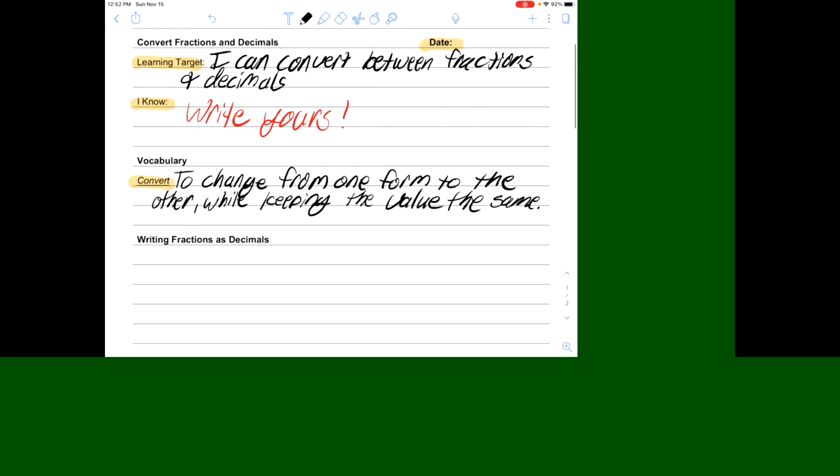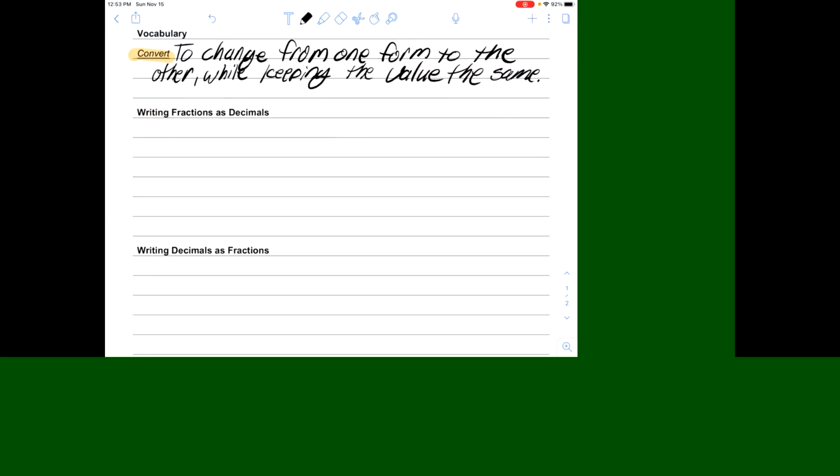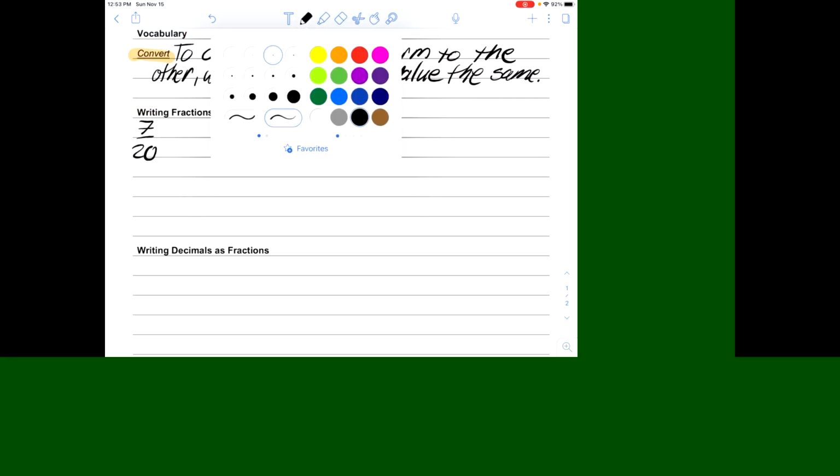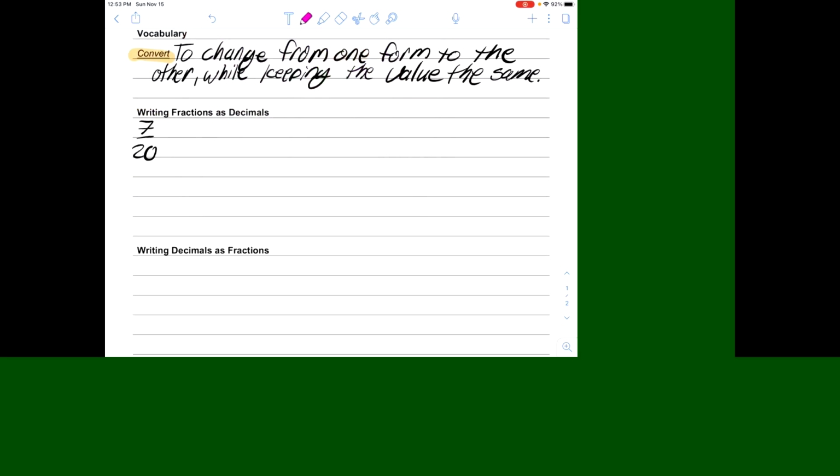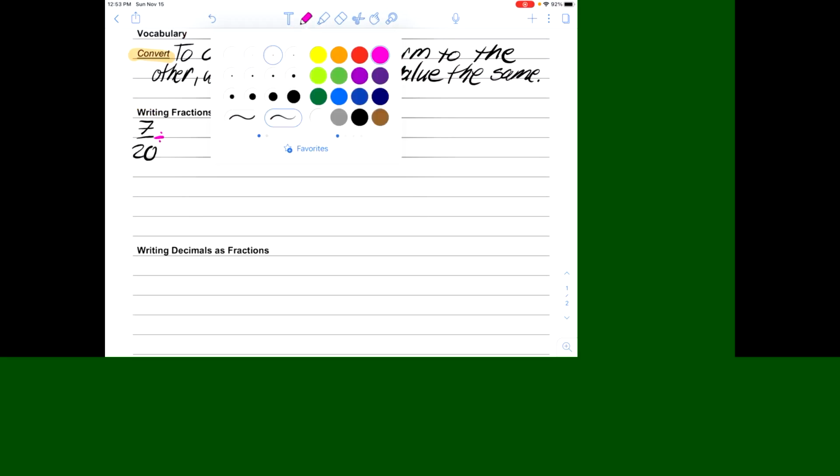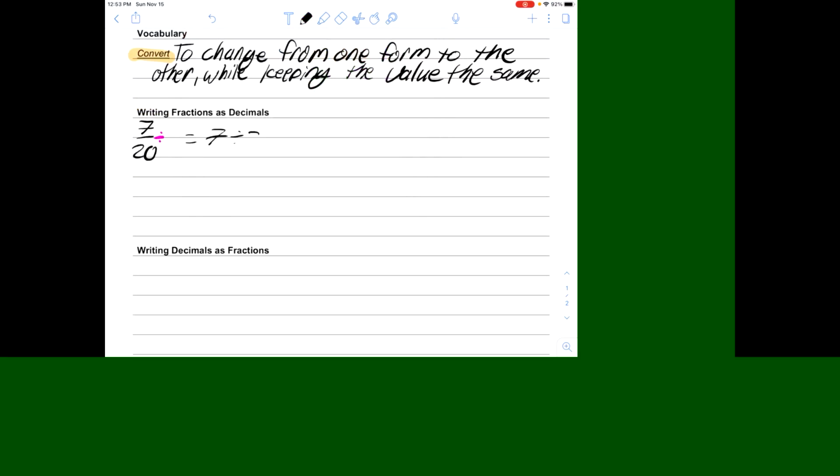So there's two different things we need to be able to do. The first is writing fractions as decimals. So let's say, for example, that we have the fraction 7/20. Now, one thing to realize is that when we're working with fractions, a fraction bar can also mean divide. So another way to think of this problem is just to say that this is the same as 7 divided by 20. And then you have the way to convert this into a decimal. 7/20 is 7 divided by 20. That's just 0.35. And you can use a calculator for that.